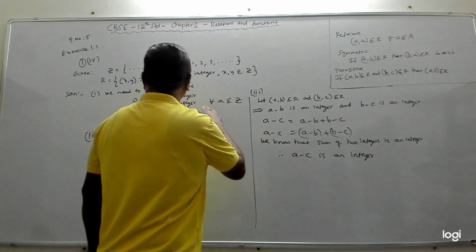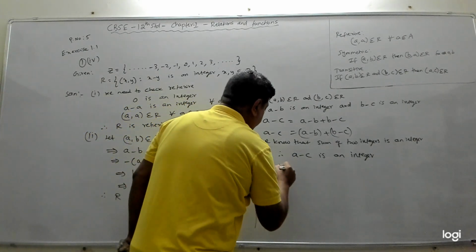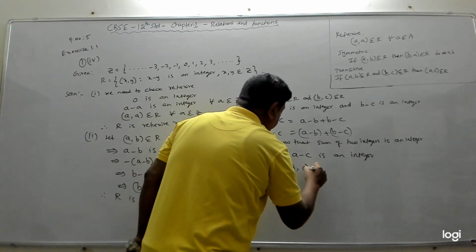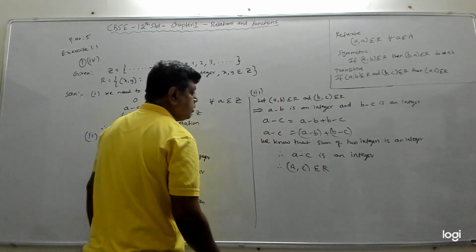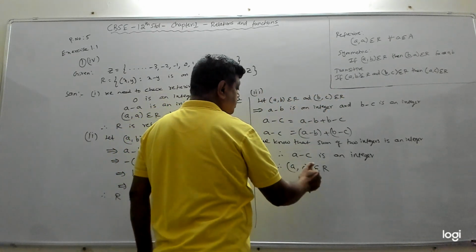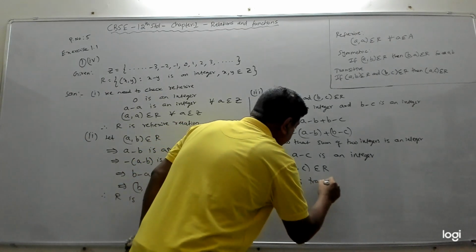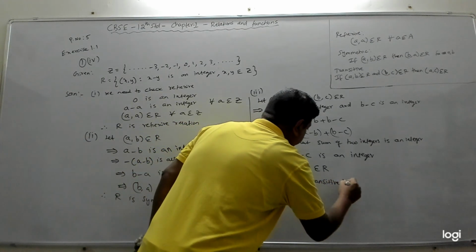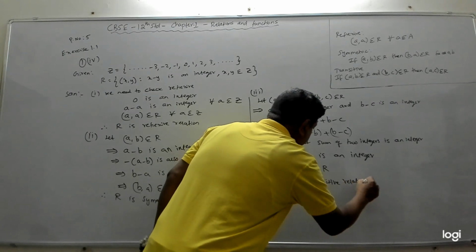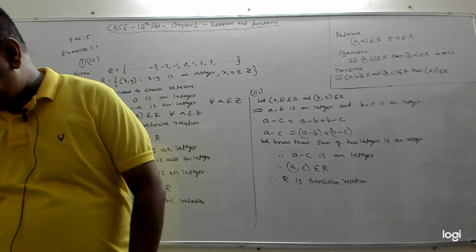When a minus c is an integer, this condition is true. Therefore, (a, c) will belong to R. Now we started with (a, b) belonging to R and (b, c) belonging to R, and we got (a, c) belonging to R. Therefore, R is a transitive relation. Fine.